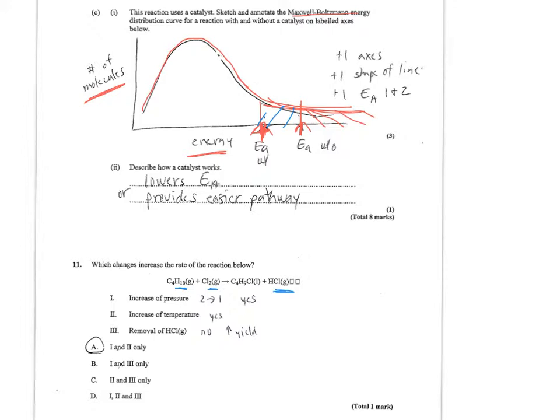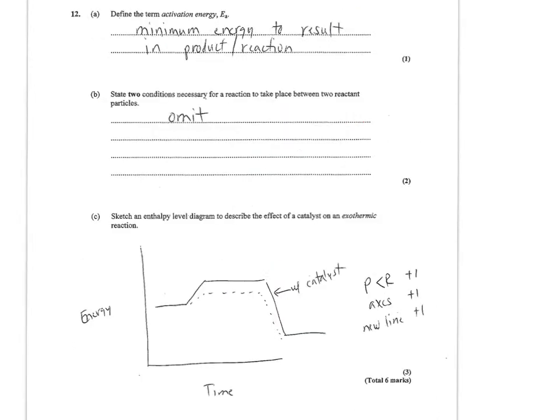Increase of temperature always speeds up the rate. Removing HCl, which is a product, that would increase our yield, but that will not affect the rate. So A, 1 and 2 only would be true. And number 12, define the term activation energy.